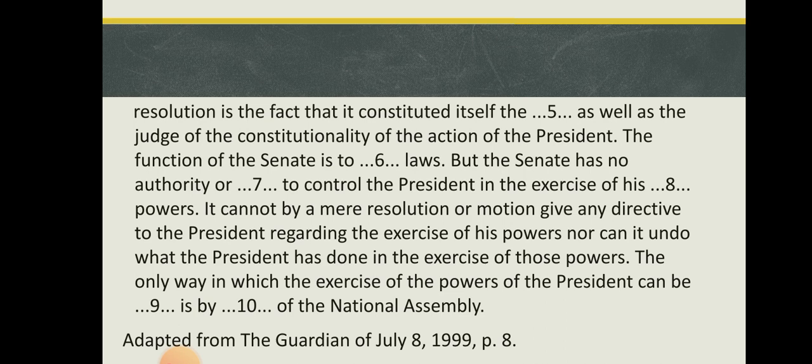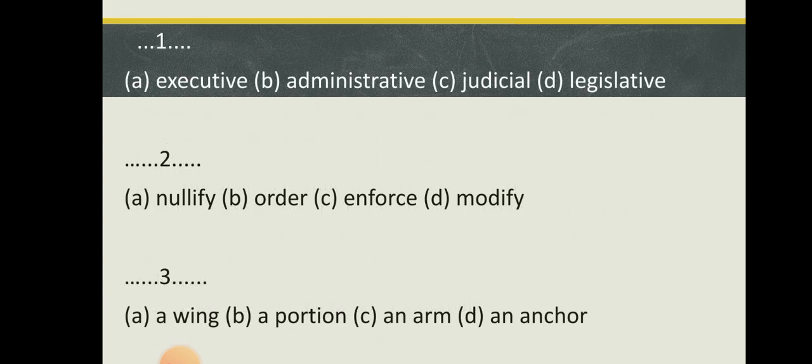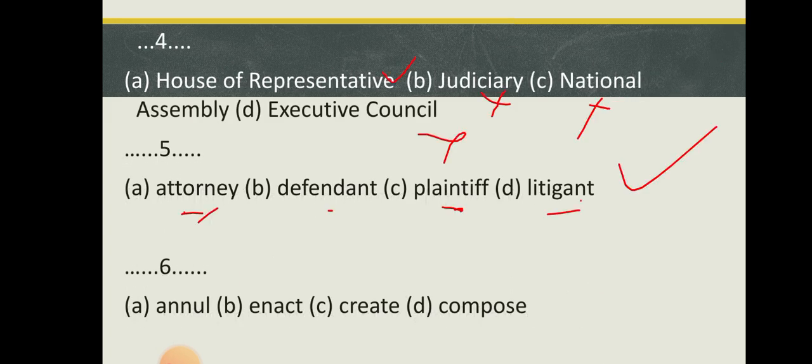Alright, so now number 6. The function of the Senate is to dash laws. That's number 6. The function of the Senate is to dash law. This today class is just for government students.